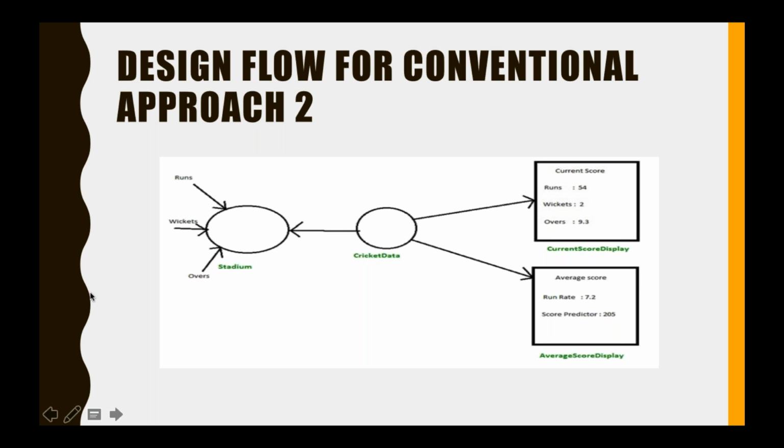So now in the constructor of cricket data, we have current score and average score, or somehow there will be a setter corresponding to these 2 instances. Sure. And when cricket data gets notified, it will have a notify method which will call current score dot notify and average score dot notify.